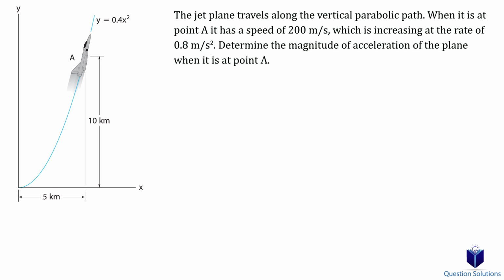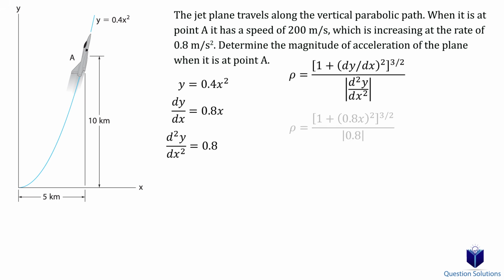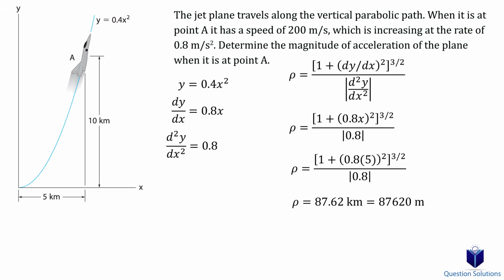Let's look at one last example. In this problem, it's asking us to find the magnitude of acceleration when the jet is at point A. Looking at the diagram, we see that the curve is represented with an equation. So the first thing we have to do is take the first and second derivative of the equation. Let's start off with the first derivative. Now the second derivative. Now we can plug them into our radius of curvature equation. Looking at the diagram, we see that the x value at point A is 5 kilometers. So let's substitute that into our equation, which gives us the radius of curvature.